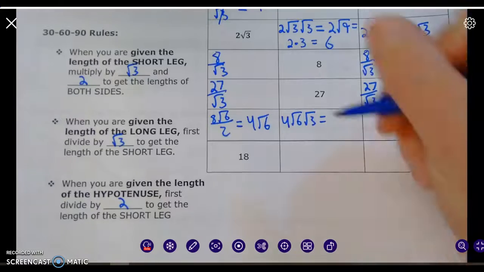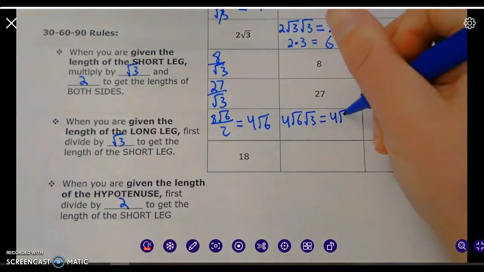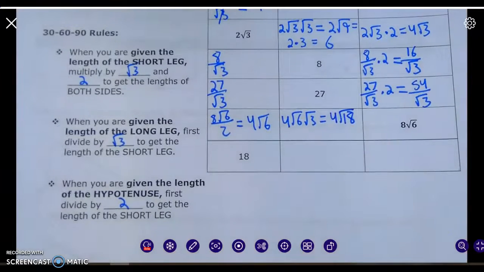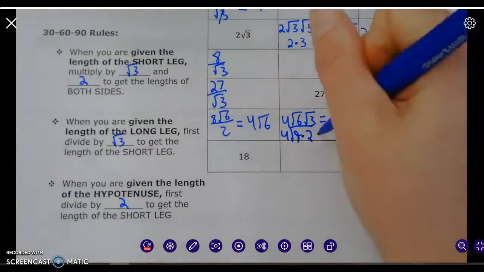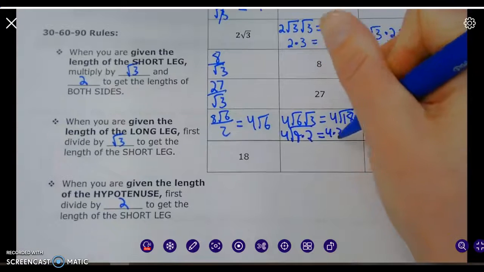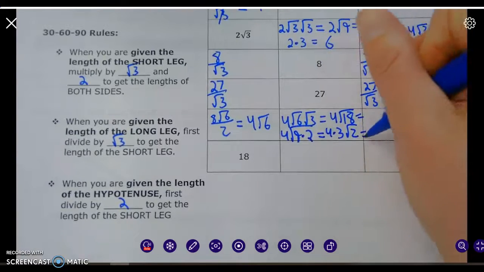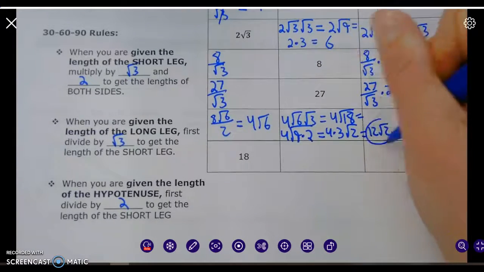Okay, what's 6 times 3? Okay, so we get the square root of 18. Did anyone simplify that? Square root of 18? You can simplify that using 9 and 2. So we get 4 times 3 times square root of 2, which is 12 square root of 2.